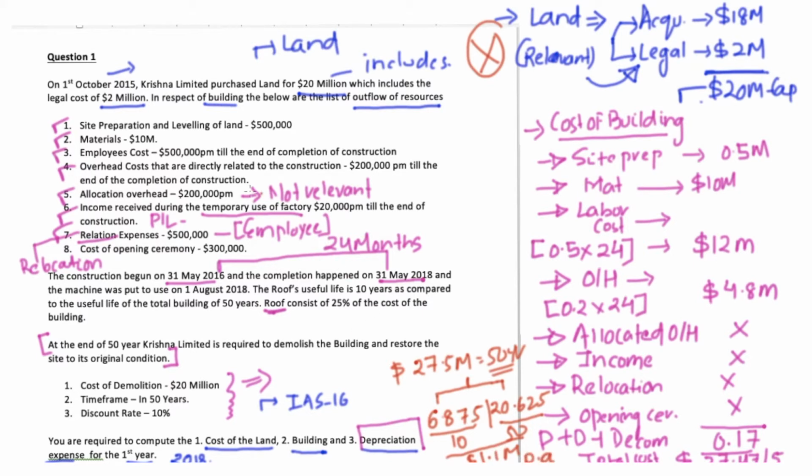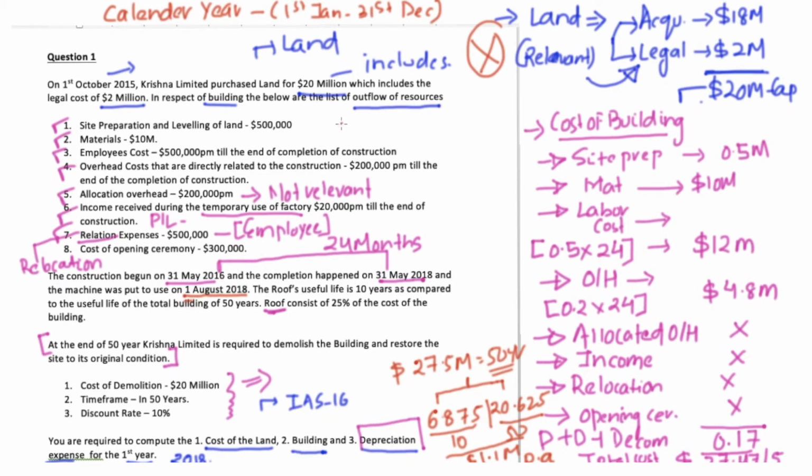It's per annum. And here we mentioned that the construction completed on 1st May. Suppose we are following a calendar year. I'm assuming we are following a calendar year, which means 1st Jan to 31st December. Here, the construction got completed on 31st May. However, the assets have been put to use on 1st August 2018. Now there's a question.